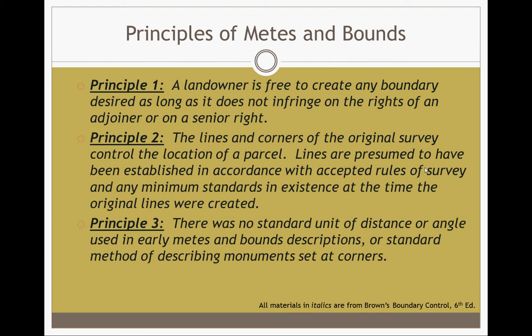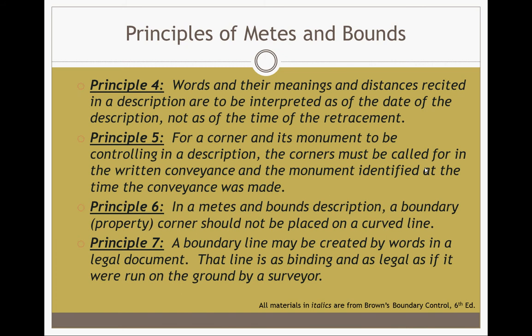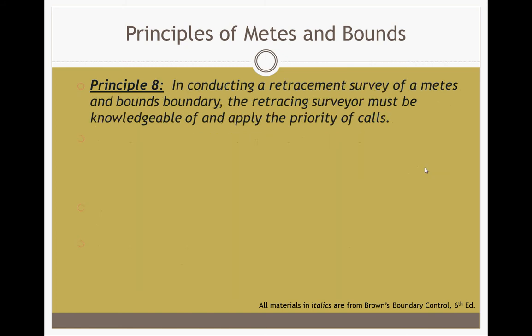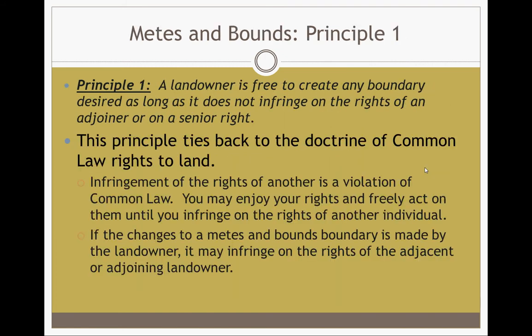All right, principles for this week. We have Principle 1, Principle 2, Principle 3. We'll read them all in a minute. 4, 5, 6, 7, and Principle 8. All right, Principle 1, meets and bounds: a landowner is free to create any boundary as long as it does not infringe on the rights of an adjoiner or on what we call a senior right.